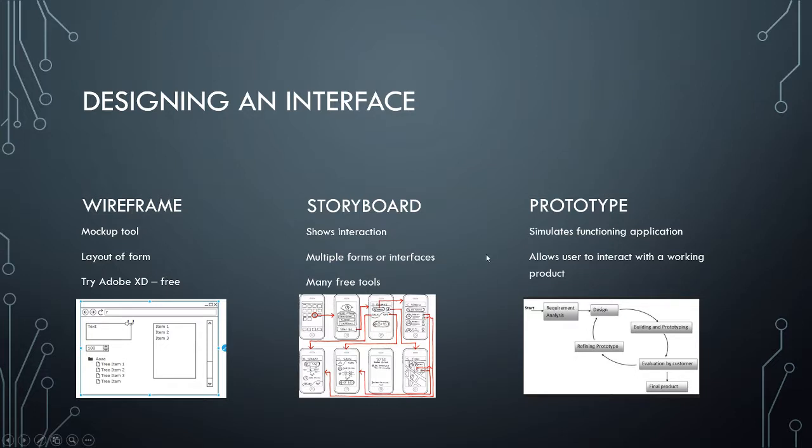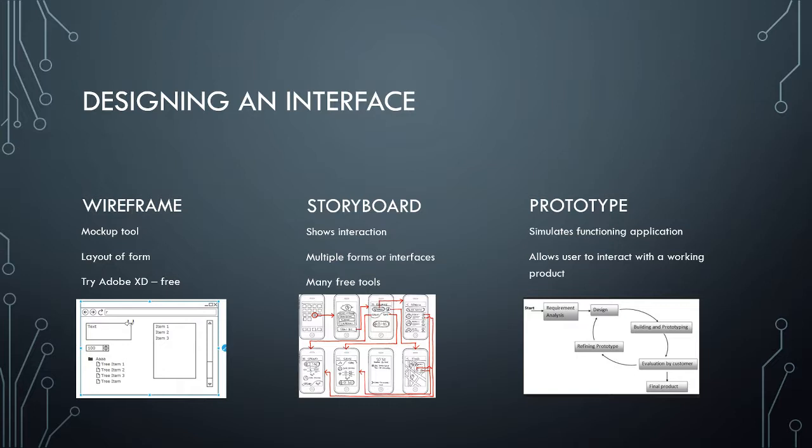Lastly, for us, we're going to think about a prototype. A prototype simulates a functioning thing, in our case, a functioning application. So we could have some forms that are all designed with just some test data loading up in them and some button actions that cause some messages to pop up and different things like that. So no actual working code, but some prototype code just to emulate how the system is going to work in the end. And this allows the user to interact with the working product.